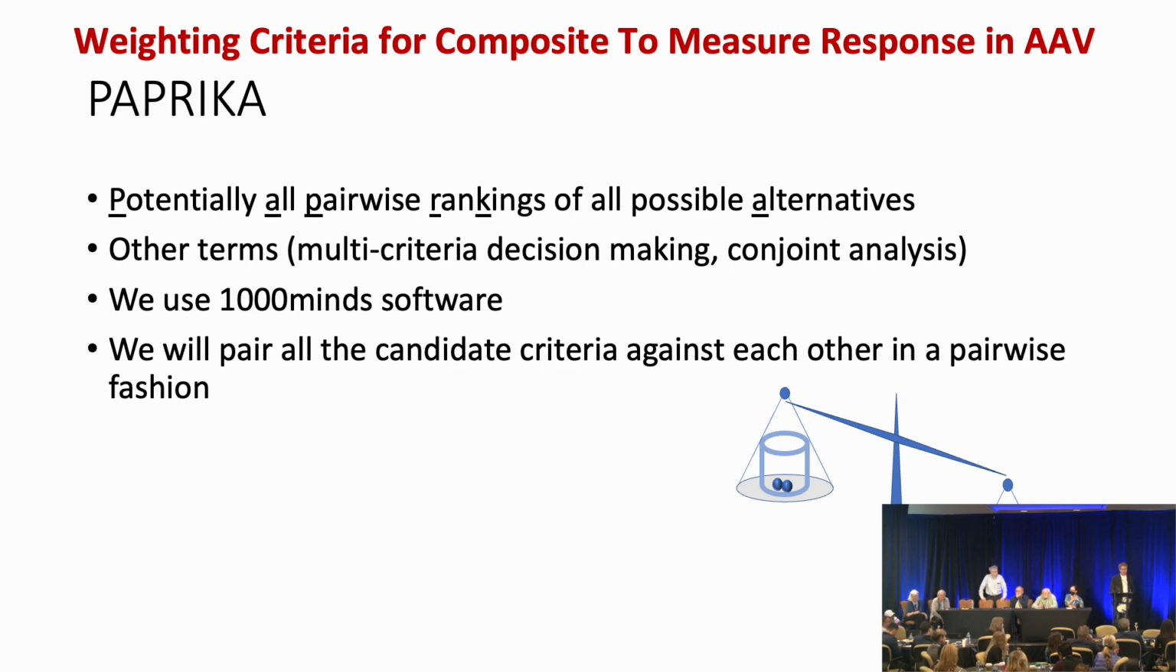There are several names for this technique or related techniques: multi-criteria decision-making, conjoint analysis, discrete choice analysis, as was brought up earlier this morning. We use the 1000minds software, and instead of thinking about all the criteria at the same time, we focus on comparing 2 at a time.